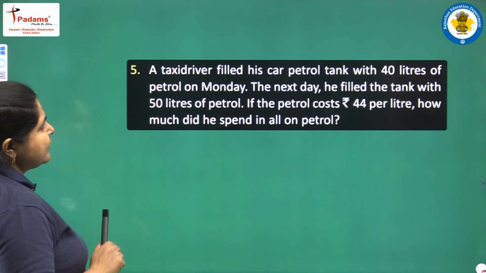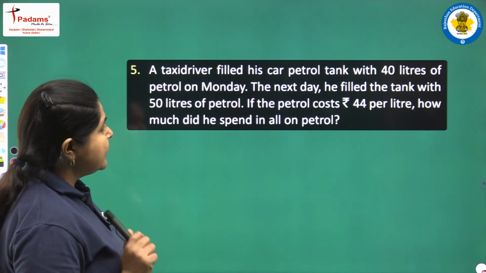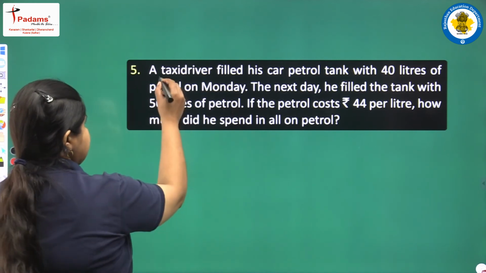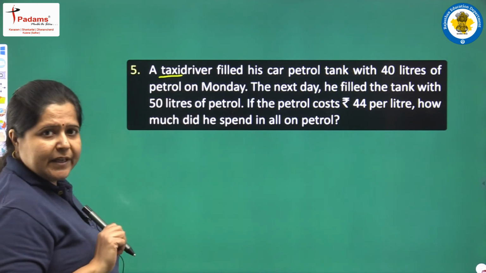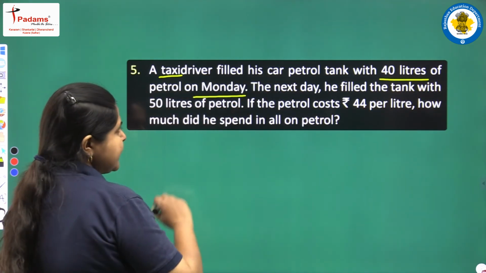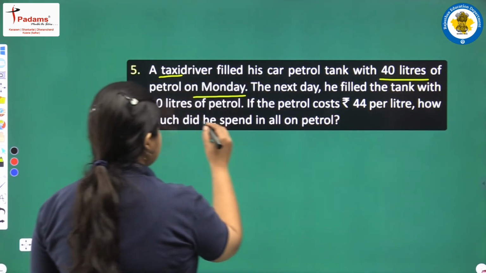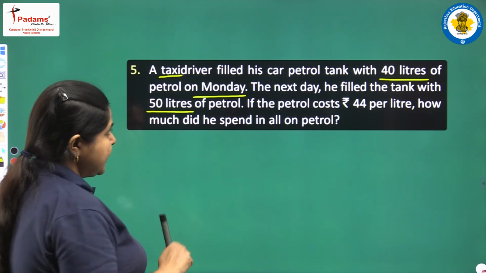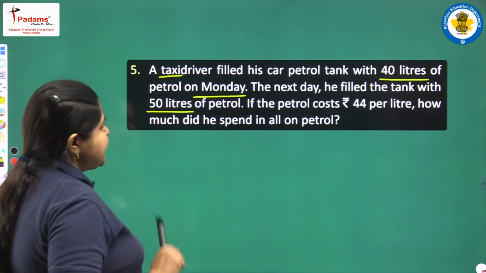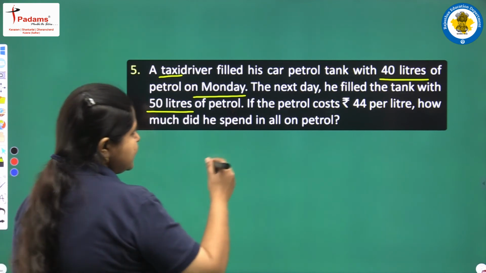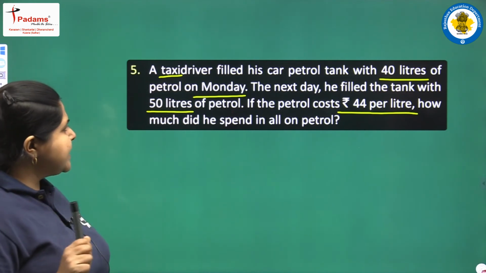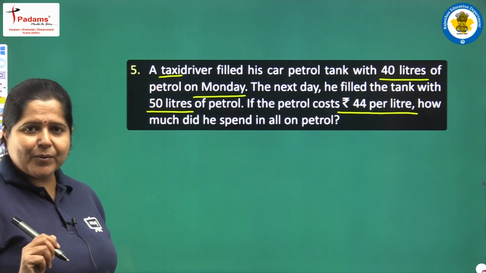Next we have a word problem. A taxi driver filled his car petrol tank with 40 liters of petrol on Monday. So there is one taxi and in it petrol is being filled, 40 liters of petrol on Monday. Then the next day he filled the tank with 50 liters of petrol. Next day means the Tuesday. On Tuesday 50 liters of petrol was filled. If the petrol costs rupees 44 per liter, how much did he spend in all on petrol?